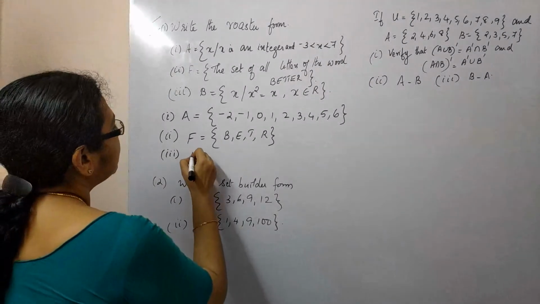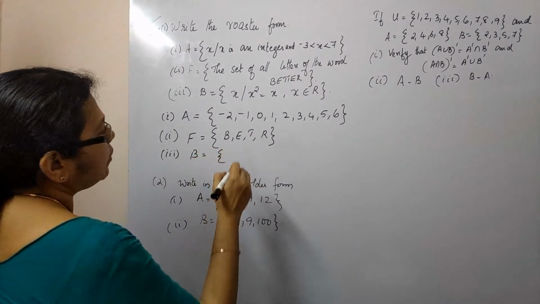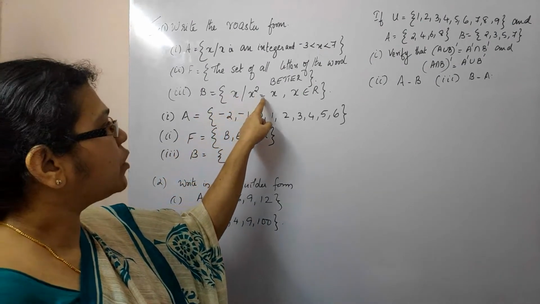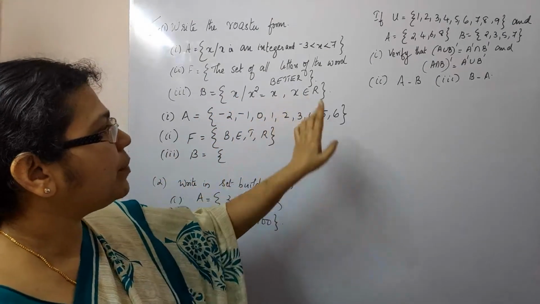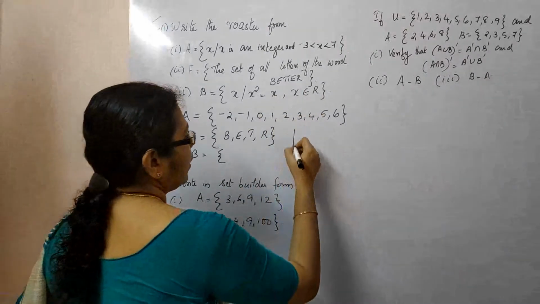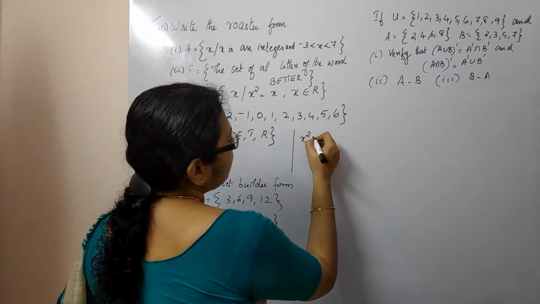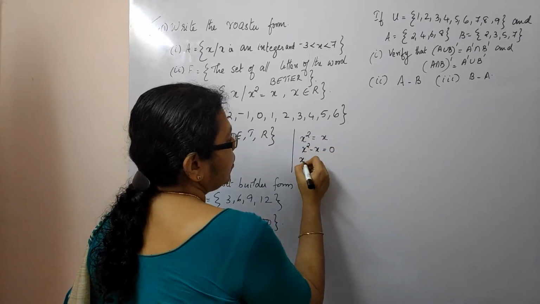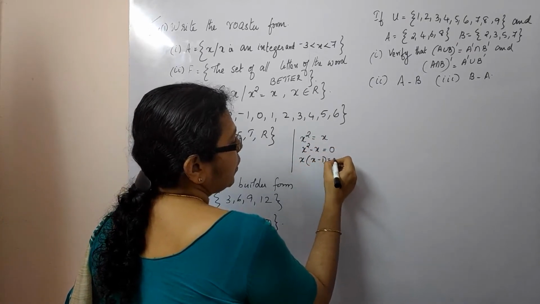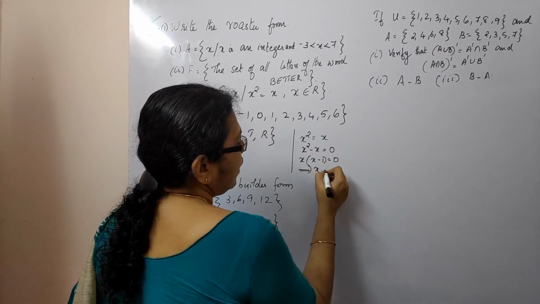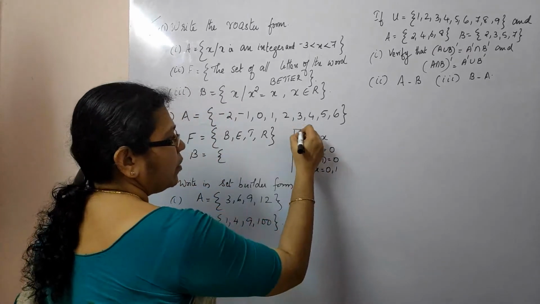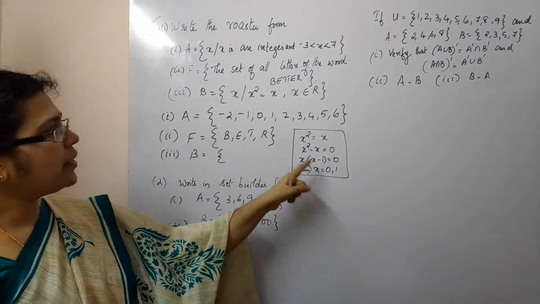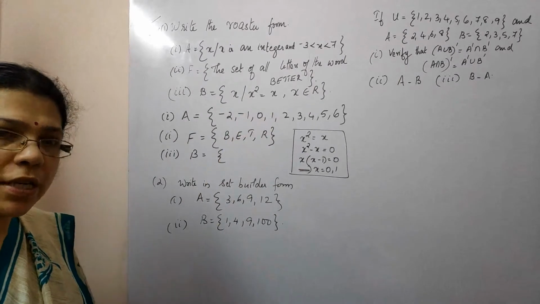B is equal to the set of x such that x square is equal to x for all x belonging to R. So here x square is equal to x. I bring this x this side, x square minus x is equal to 0. So, x into x minus 1 is equal to 0. This implies x is equal to 0 and x is equal to 1. Okay, so these are the values of x satisfying this equation which belong to the set of real numbers.